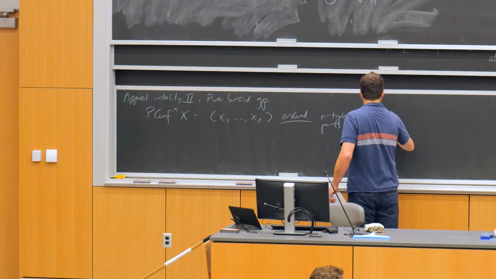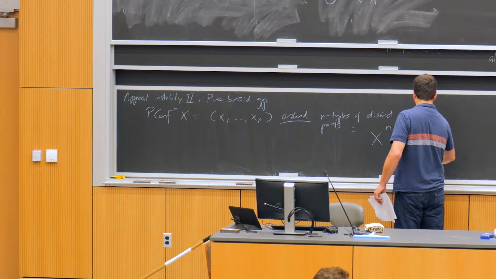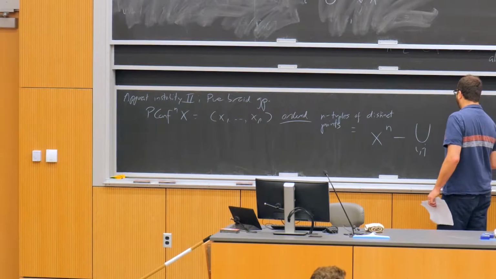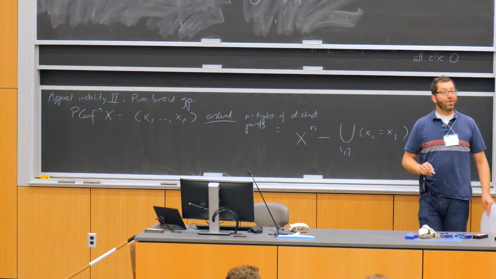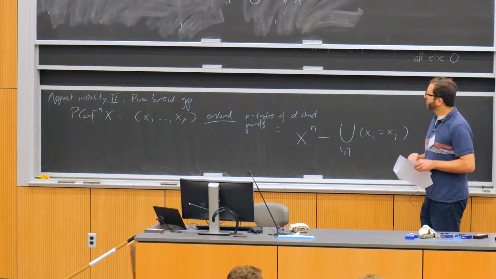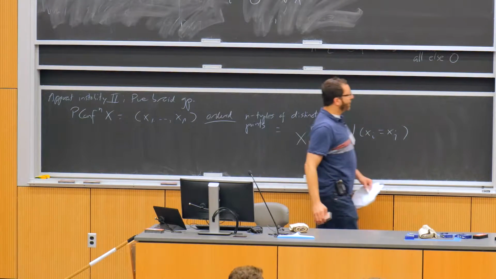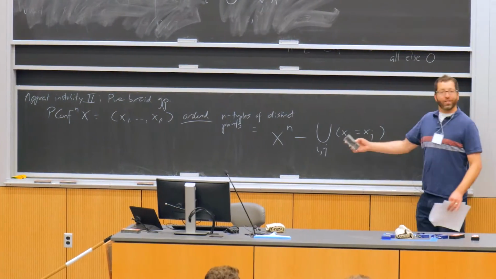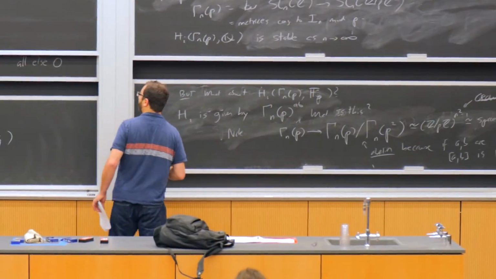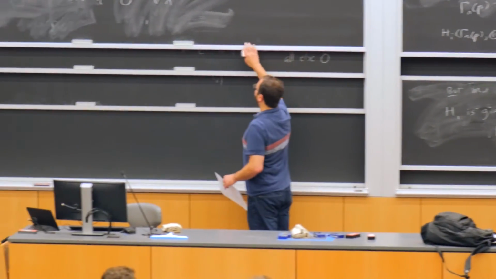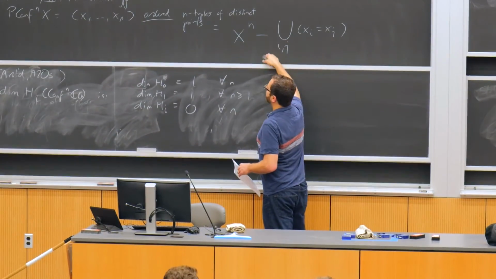And this actually has an even simpler description. I can just say, well, X to the n is all the ordered n-tuples, and then I just subtract out all the diagonals. So over each pair i and j of indices, I subtract out the locus where x_i equals x_j. And what we're going to see is that here, even the cohomology with rational coefficients gets screwed up and appears to be unstable. So let me put this one up and then pull these guys down so we can see this.